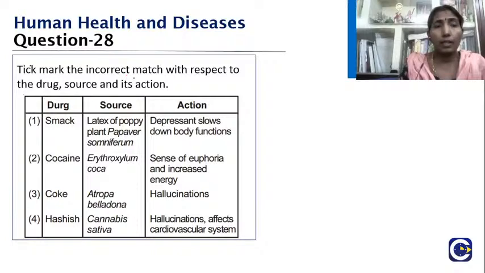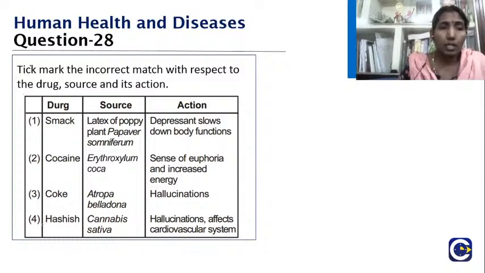Tick mark the correct match with respect to drug source and its action. Smack, latex of poppy plant, Papaver somniferum, depressant, slows down body functions. Cocaine, Erythroxylum coca, sense of euphoria and increased energy. Coke, Atropa belladonna, hallucination. Hashish, Cannabis sativa, hallucinations, affects the cardiovascular system.